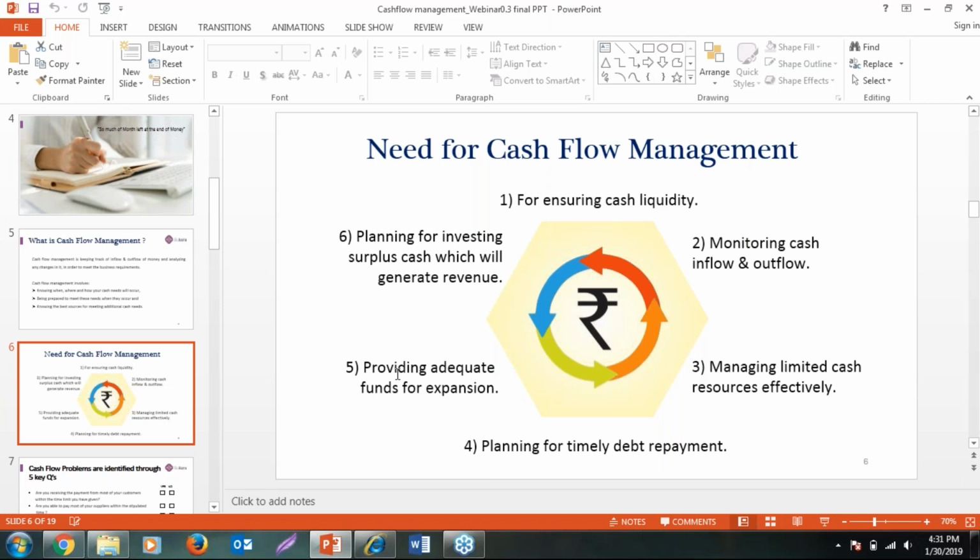So these were the 6 points wherein we can see why there is need for cash flow management. Why is cash flow management required? Why do you think that my business should go through a cash flow management cycle? My cash flow management cycle should be in place. So these are the 6 points wherein the need for cash flow management is highlighted.